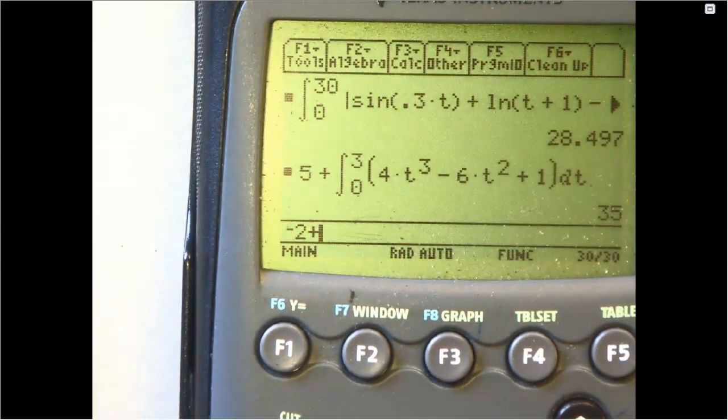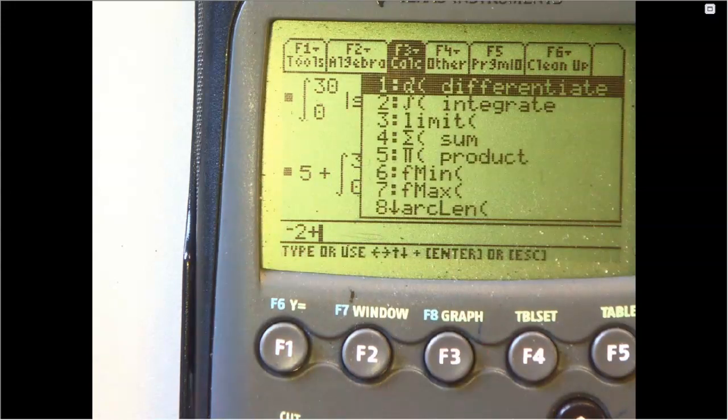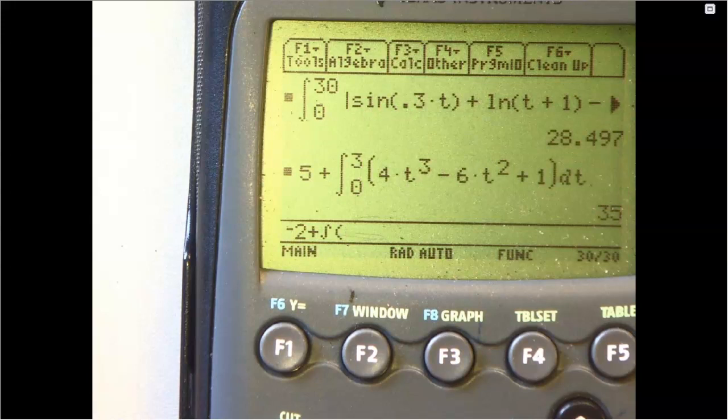So I'm going to integrate from 1 to 2. I know where we are at 1. We're going to travel to 2. So I take my initial amount plus that amount that I accumulate. So -2 is the start plus integrate. Same thing. So 4t third minus 6t squared plus 1 t comma 0. No, sorry. Comma 1 comma 2.